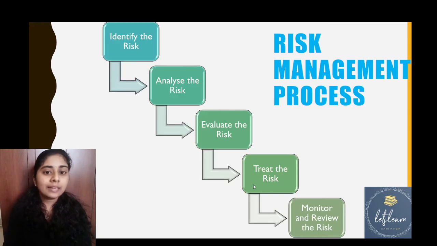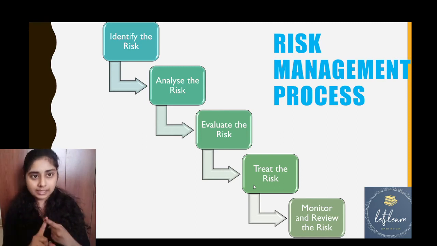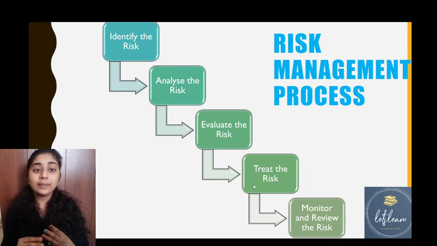Okay, so these are the major challenges of risk management. Now let's see what is the risk management process. Okay, so a risk management process contains 5 steps. Okay, first step is to identify the risk. Second one is to analyze the risk. Third is to evaluate or rank the risk. Fourth one is treat the risk, and fifth is monitor and review the risk. Okay, so let's see how it is done.